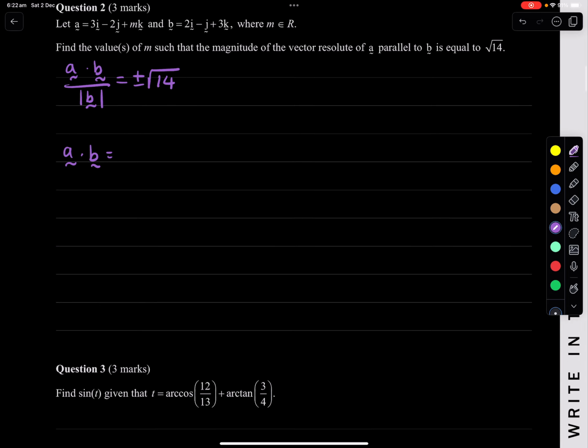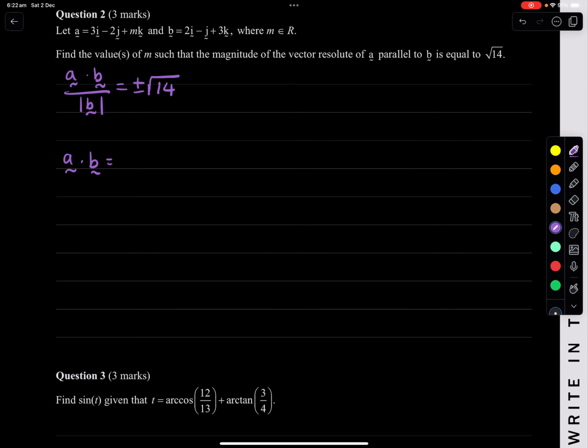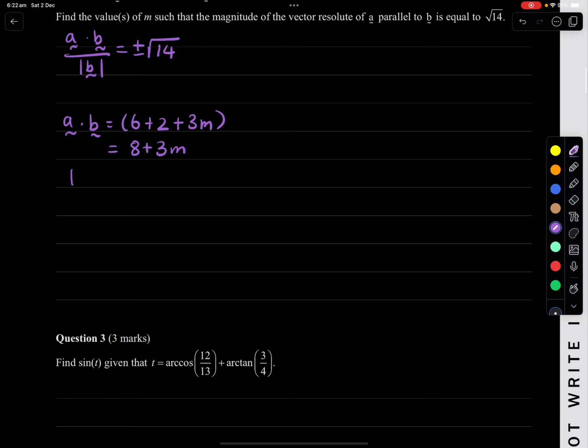A dot B is going to be, what's 3 times 2, which is 6. Negative 2 times negative 1, which is plus 2. And what's m times 3, which is plus 3m. And that all simplifies to 8 plus 3m. And what's the magnitude of B?